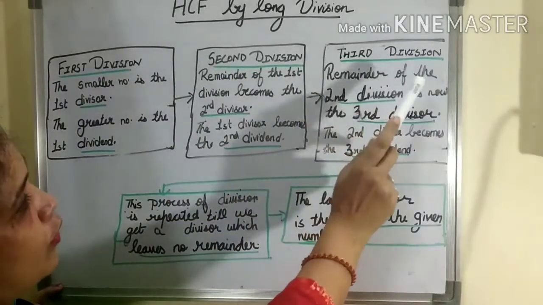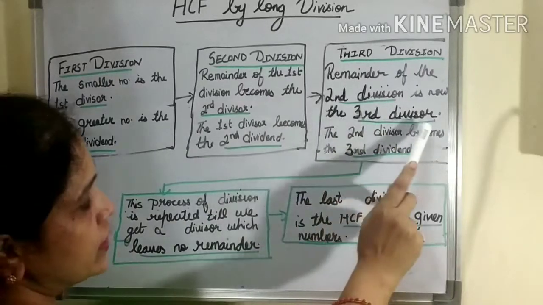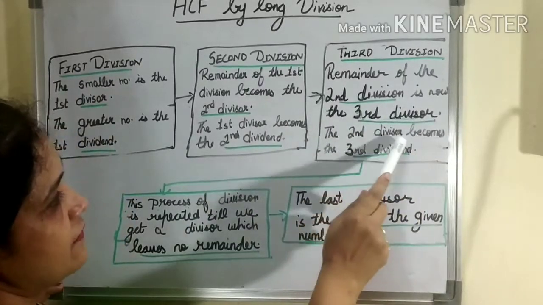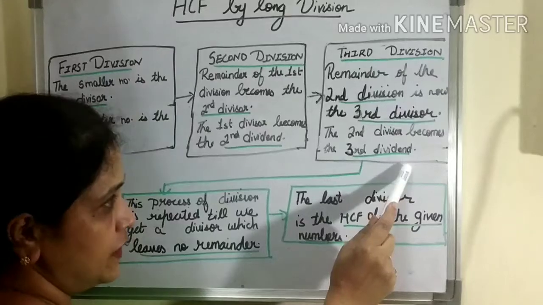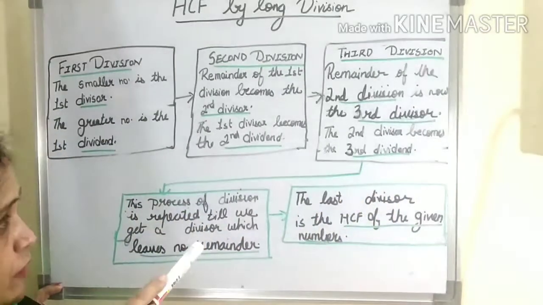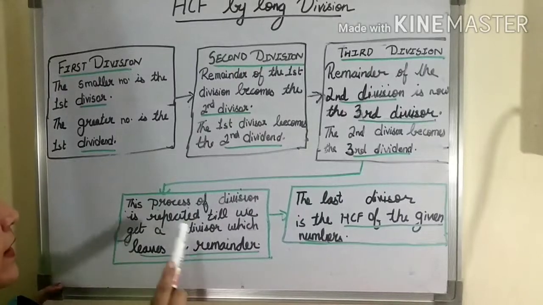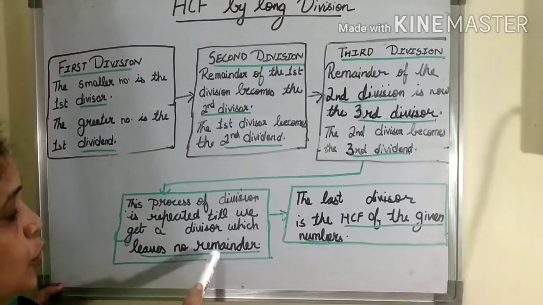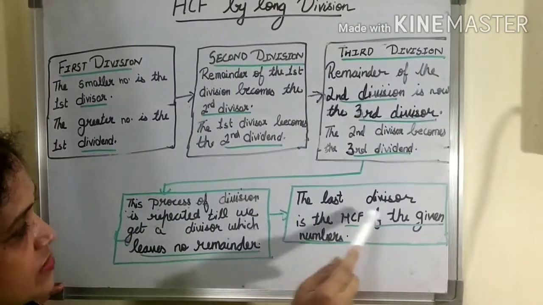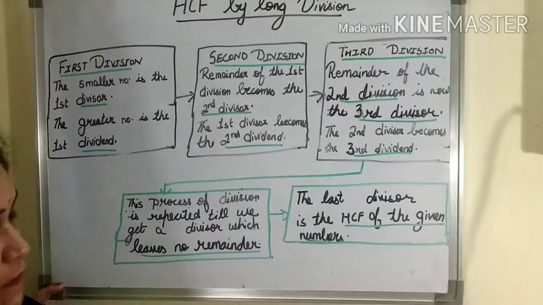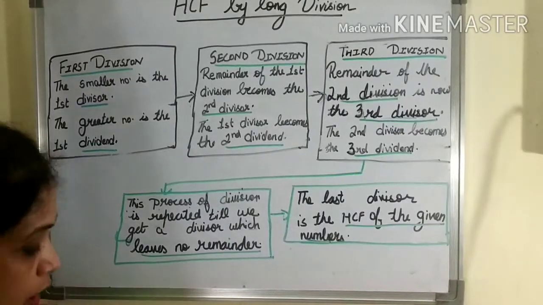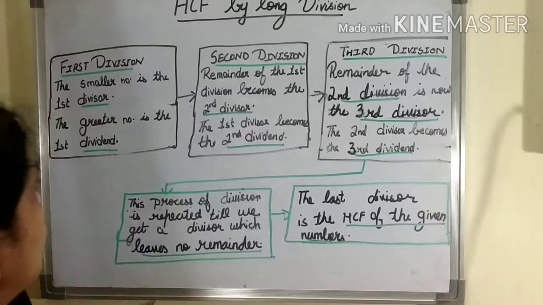Now, the remainder of the second division is the new third divisor, and the second divisor becomes the third dividend. That means we continue division, and the process of division is repeated till we get a divisor which leaves no remainder, and the last divisor is the HCF of the given numbers. It will be more clear to you if we do it with an example.